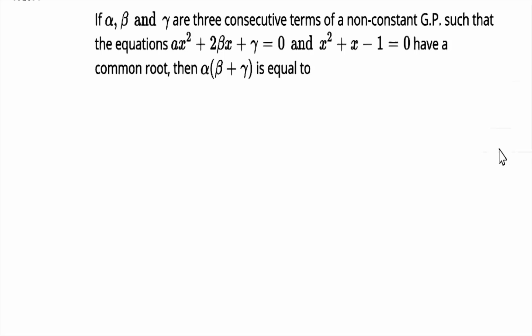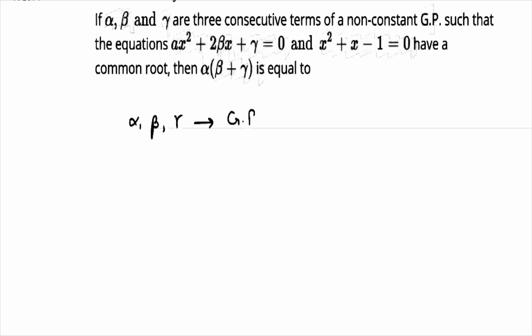Hello students, the question given here is: if alpha, beta and gamma are three consecutive terms of a non-constant GP such that the equations alpha x square plus 2 beta x plus gamma equals 0 and x square plus x minus 1 equals 0 have a common root, then alpha into beta plus gamma is equal to. So we have alpha, beta, gamma.